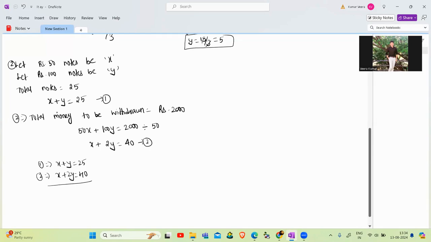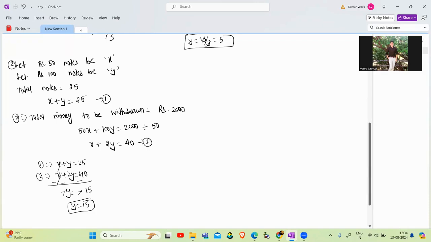What do I have to check? I have to check which coefficient is equal. The x coefficient is equal, so I need not change it. Both are on the plus side, so I have to change the signs now. Plus y minus 2y is minus y. 25 minus 40 is minus 15. Minus minus cancel. y is equal to 15.